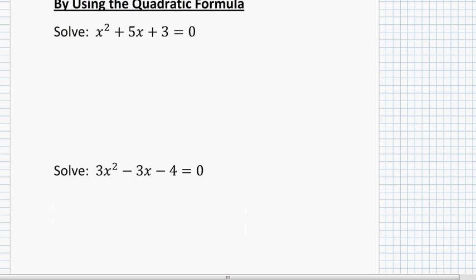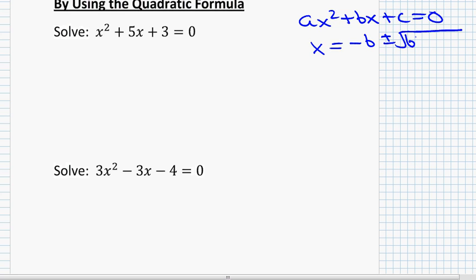The next way you can solve equations is the quadratic formula. Remember, the quadratic formula comes from the quadratic equation ax squared plus bx plus c equals 0. And the quadratic formula is x equals negative b plus or minus the square root of b squared minus 4ac, all over 2a. And some of you probably have a song to remember it, but I won't sing for you.